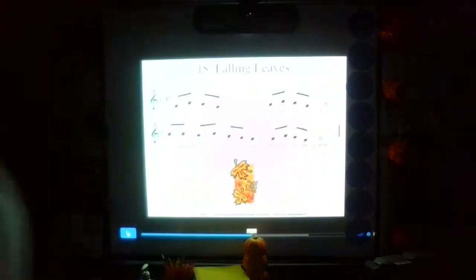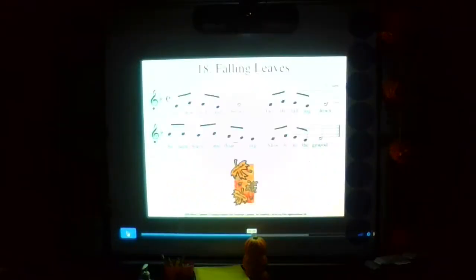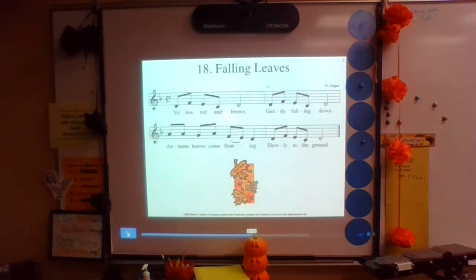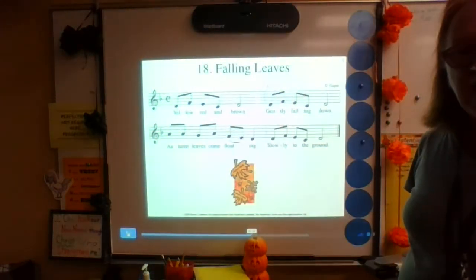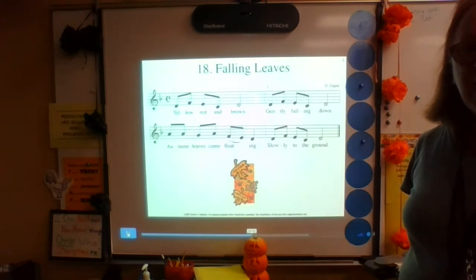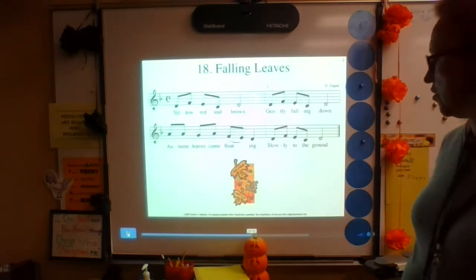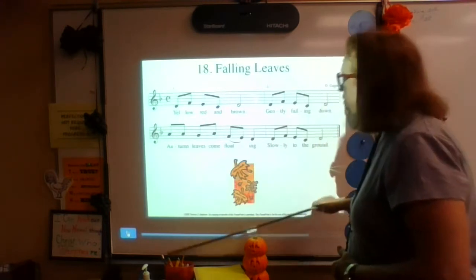Let me turn this on once. I think you can still see this. This song is called Falling Leaves. And if you notice, sometimes the notes go up and sometimes the notes go down.